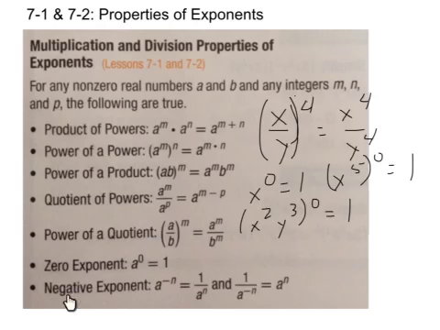And the last one, negative exponents. A to the negative n equals 1 over a to the n. And also, 1 over a to the negative n equals a to the n.